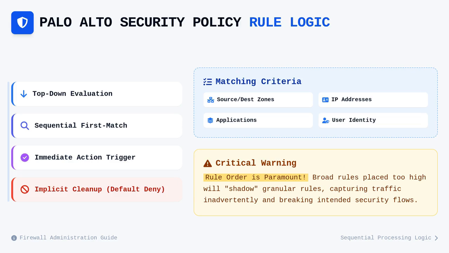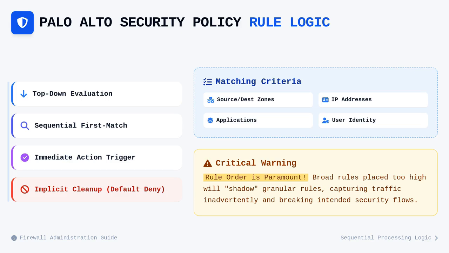Security policy rules in Palo Alto firewalls operate primarily as a top-down first-match system. When a packet enters the firewall, the device evaluates it against the rule base starting from the very first rule and continuing downward until a match occurs. The first rule that satisfies all configured criteria, source zone, destination zone, source address, destination address, application, service, and user identity, is the one that dictates the action.